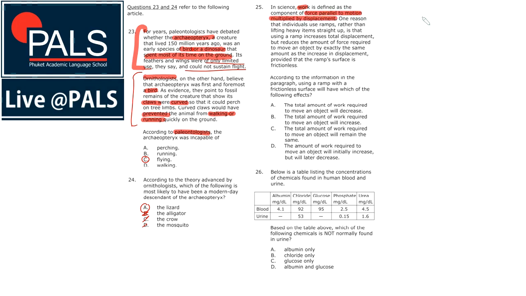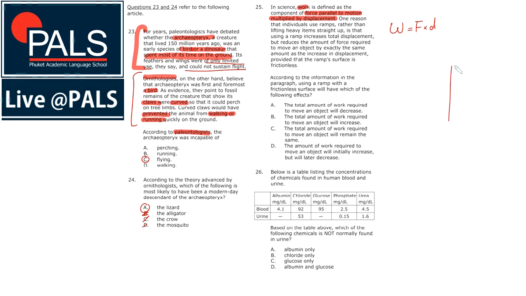So what this says is basically work equals force times distance or displacement. One reason that individuals use ramps rather than lifting heavy items straight up is that using a ramp increases the total displacement, but reduces the amount of force required to move an object by exactly the same amount as the increase in displacement, provided that the ramp's surface is frictionless.